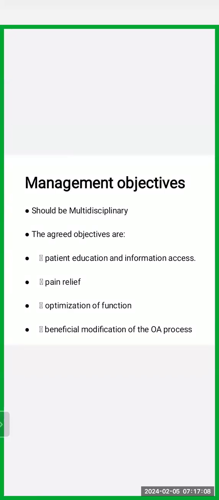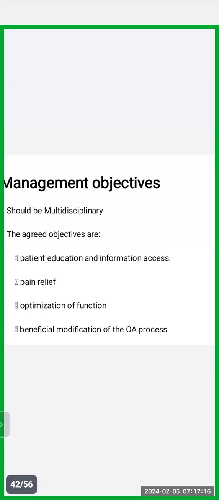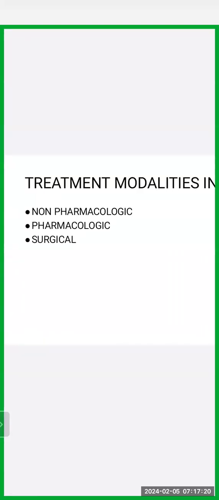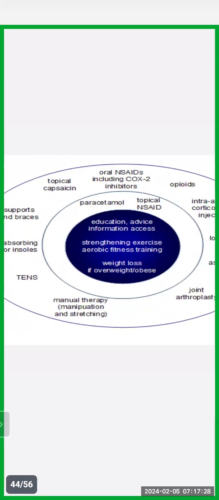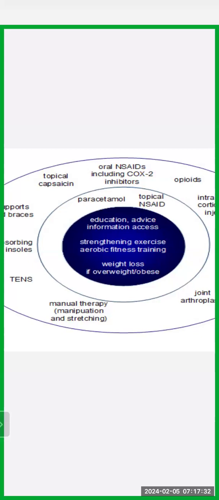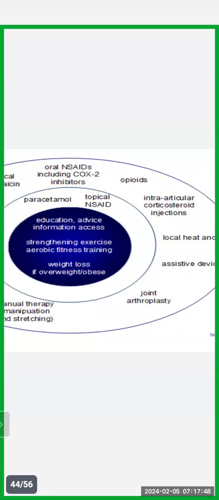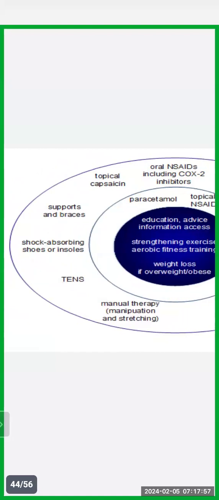So the management is a multidisciplinary approach: patient education, pain relief, optimizing of function, and then modification of the disease. Non-pharmacologic measures include patient education on the disease, also weight loss. Looking at the center there, the blue one: education, advice, information concerning the disease, and then strengthening exercise, and weight loss is very important. If the patient fails to respond, we can go ahead and involve paracetamol. If they fail, we step ahead to use NSAIDs. The outer cycle there has several options: opioids, NSAIDs, topical capsaicin, support braces, shock-absorbing shoes, and transcutaneous electric nerve stimulation, that is the TENS there.